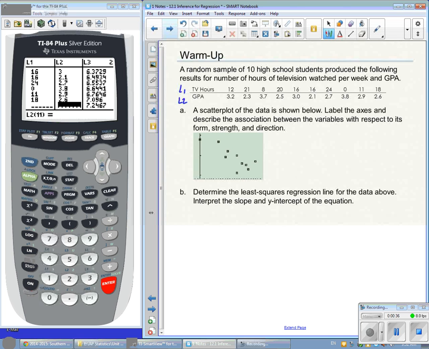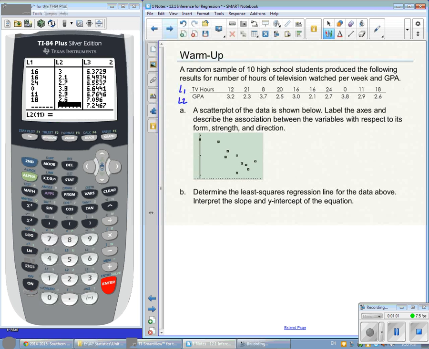It says we have a random sample of 10 high school students who produce the following results for the number of hours of television watched per week and their GPA. So we're ultimately trying to determine if there's a relationship between how much TV you watch and your GPA. We might expect that if you're spending more time watching TV than doing your schoolwork, your GPA might suffer, and so we might expect a negative association.